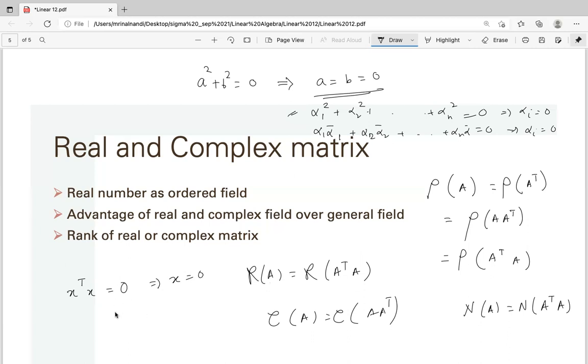And for a complex matrix, if you take the conjugate transpose, X star A star equal to 0, conjugate transpose. So this is the advantage of real or complex matrices over any other field. And for rank, the rank of A is the same as the rank of A bar for a complex matrix. This is a very interesting result. So that's all for this lecture.